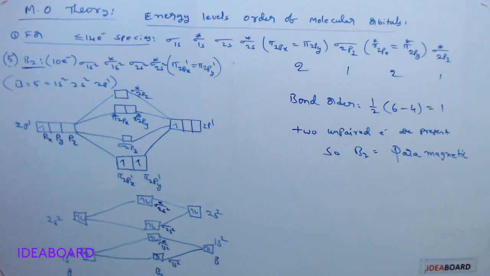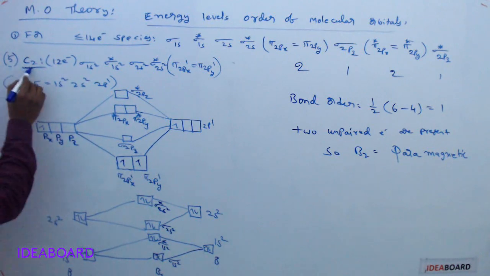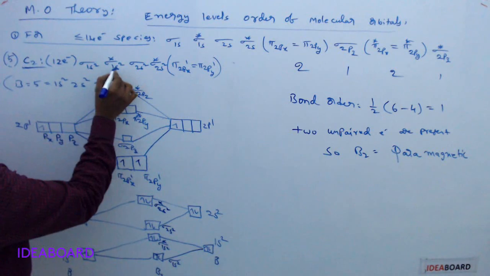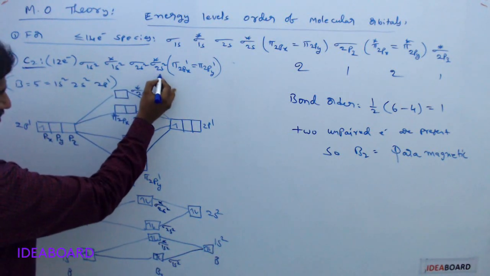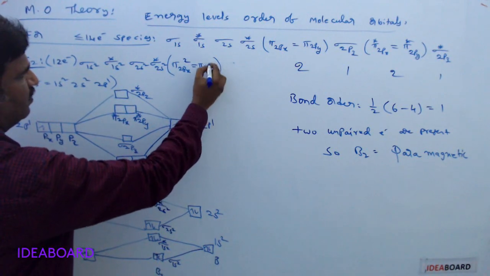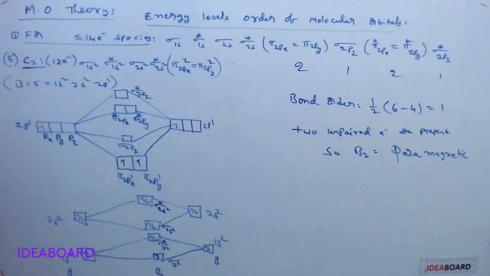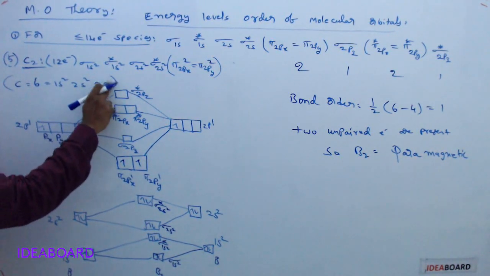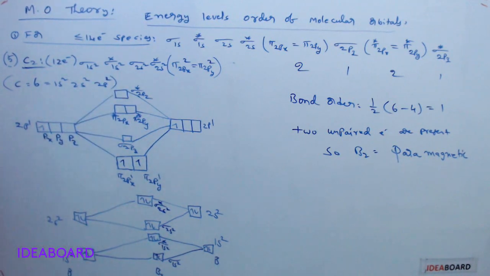Next one is the C2 molecule. I am just trying to change this only. C2 molecule means 12 electrons are present. 12 electrons means sigma 1s2, sigma star 1s2, sigma 2s2, sigma star 2s2, pi 2px2 and pi 2py2. And carbon's atomic number is 6, which means 1s2, 2s2, 2p2. That is the carbon atomic configuration.